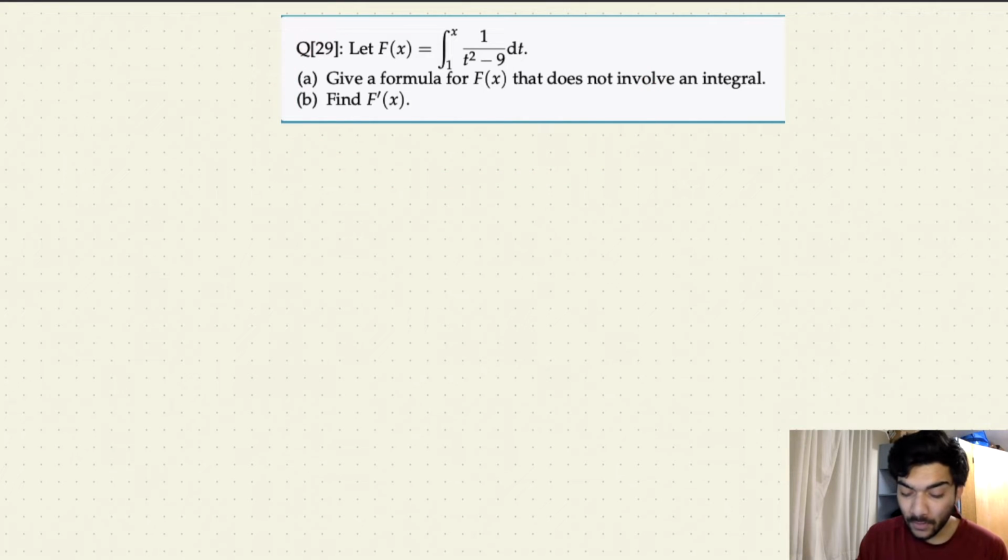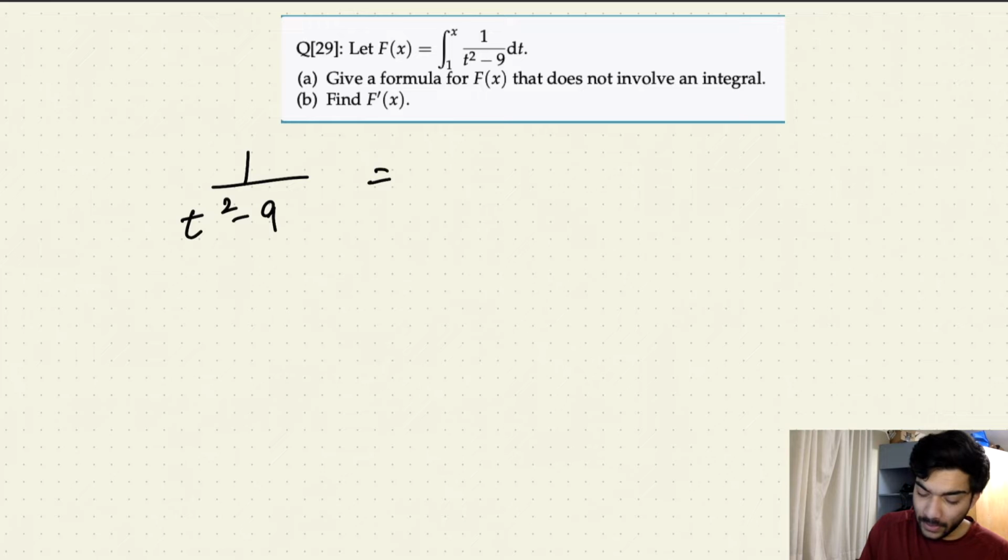So let's do a mixed problem on calculating a definite integral using partial fractions and also calculating the derivative of a definite integral which is in terms of a variable. Like in this case, you have your definite integral with endpoints that are functions in terms of x, right? So now, first of all, we have to give a formula for capital F of x that does not involve an integral, which basically means we will have to solve this indefinite integral over here, right?